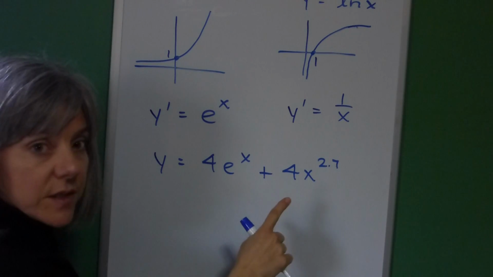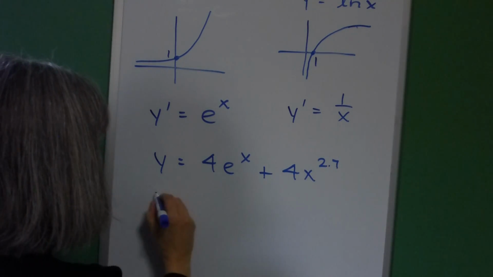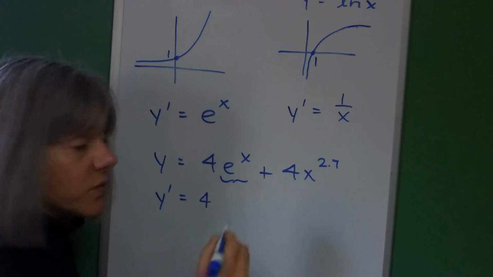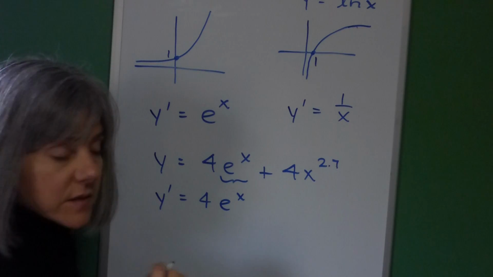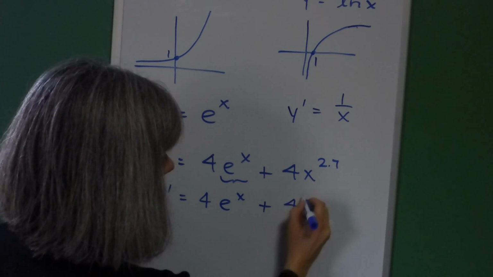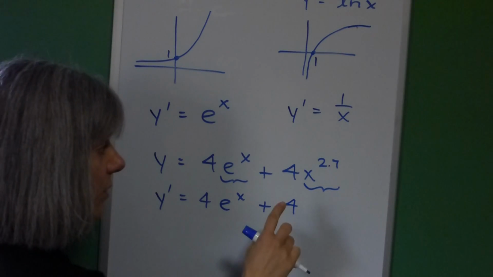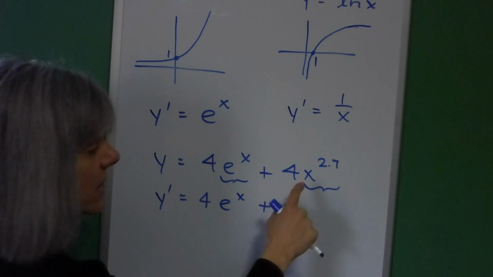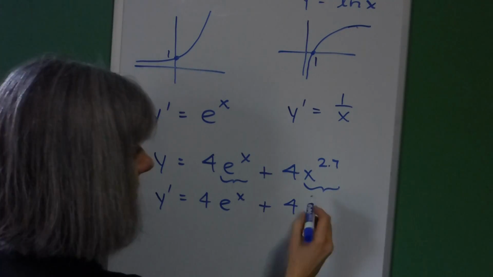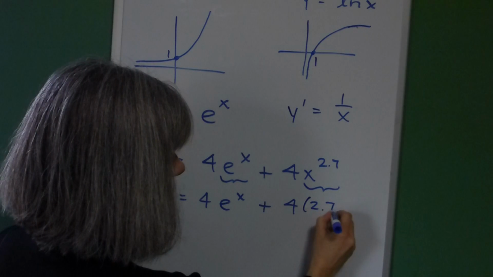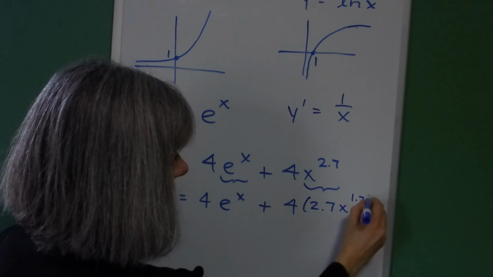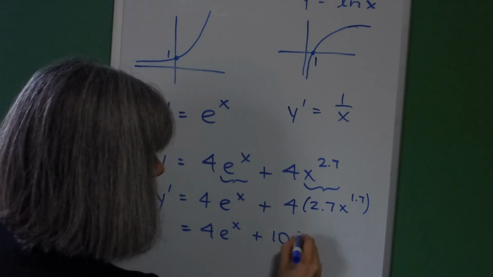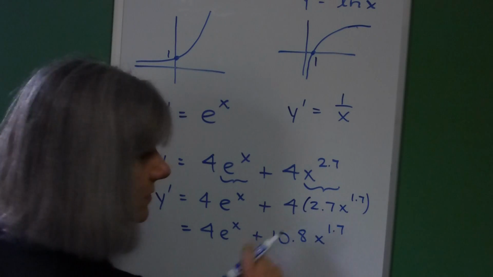Remember, multiplication by a constant and addition carry through. So when we go to do the derivative, the 4 carries down times the derivative of whatever that is. The derivative of e to the x is e to the x, plus 4 times whatever the derivative of this is. That's a power. So remember, it's very important where the x is. Here, the x is in the exponent, that makes it an exponential, and here the x is in the base, that makes it a power function. So we bring the 2.7 down, and then subtract 1 from the exponent. So altogether we'll have 4 e to the x plus 10.8 x to the 1.7.